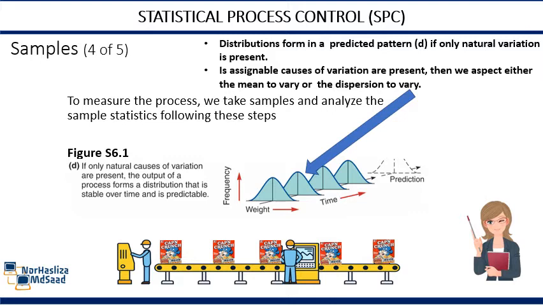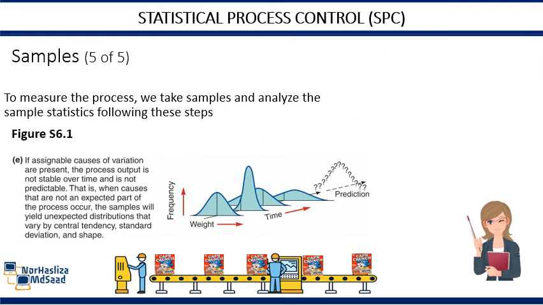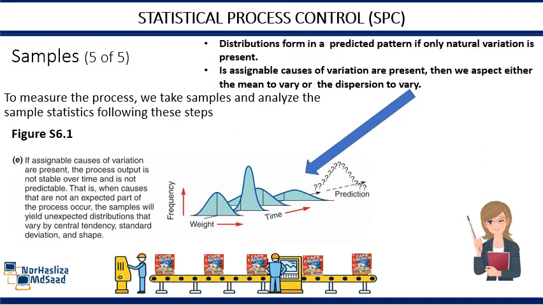If assignable causes of variation are present, then we can expect either the mean to vary or the distribution to vary. Stage E will get a similar result as stage D. Distributions form in a predicted pattern if only natural variation is present. If assignable causes of variation are present, then we expect either the mean to vary or the dispersion to vary.